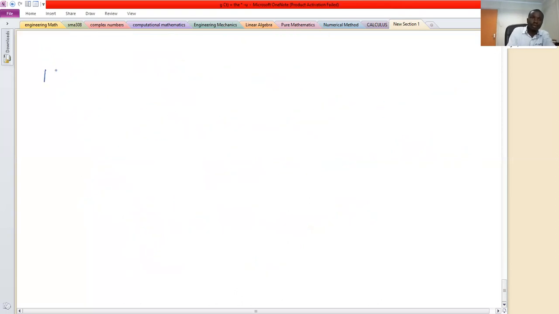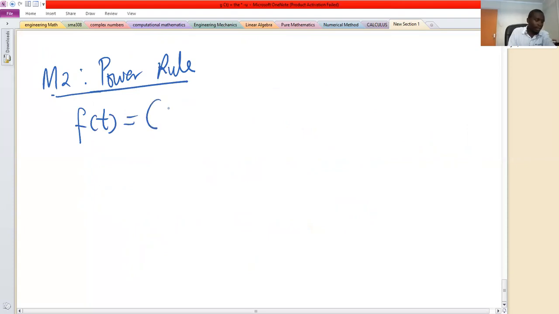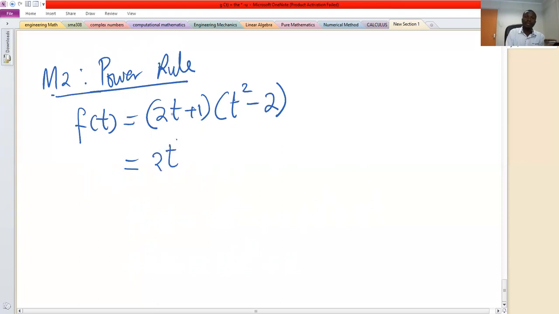Now method 2, power rule. So to apply power rule, we will be forced to simplify or to open the brackets 2t plus 1 and then t squared minus 2. So 2t by t squared is 2t power 3, 2t by minus 2 is minus 4t, plus t squared minus 2.